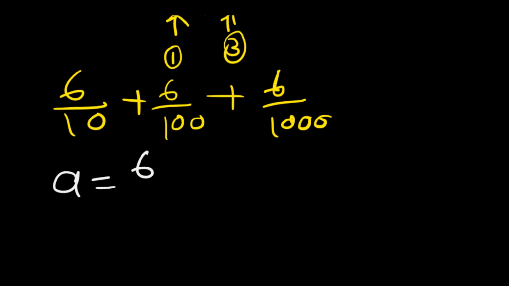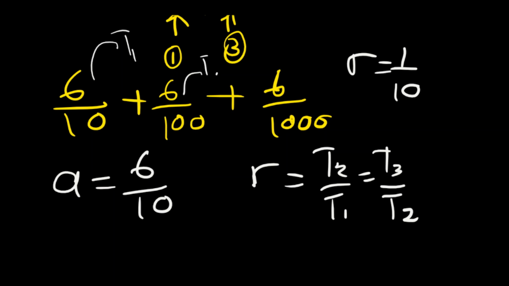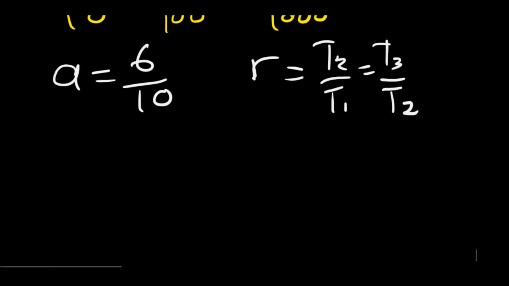So your a value is 6 over 10. Your r is going to be term number 2 over term number 1, which is equal to term number 3 over term number 2. So which means your r will be 1 over 10. Just punch that out in your calculator, because this would be your term number 1, this would be your term number 2, this would be your term 3. Find that out, and now you can use your formula for sum to infinity.